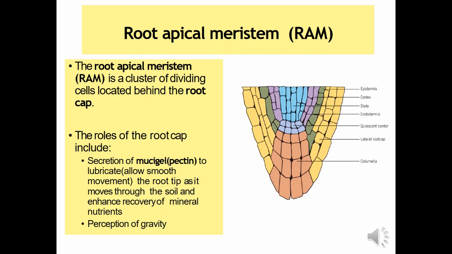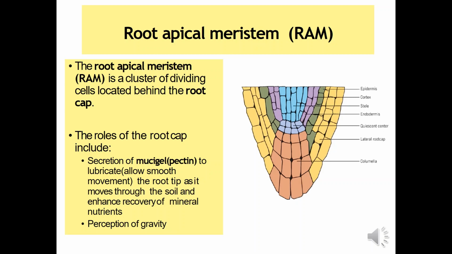Okay, so what is the function or the role of the root cap? Actually, the root cap is able to secrete or release a gel that we call mucigel. Mucigel consists of pectin, right? So what is the function of this secretion? It lubricates the root tips so they are able to penetrate smoothly through the soil, and it enhances the recovery of mineral nutrients.